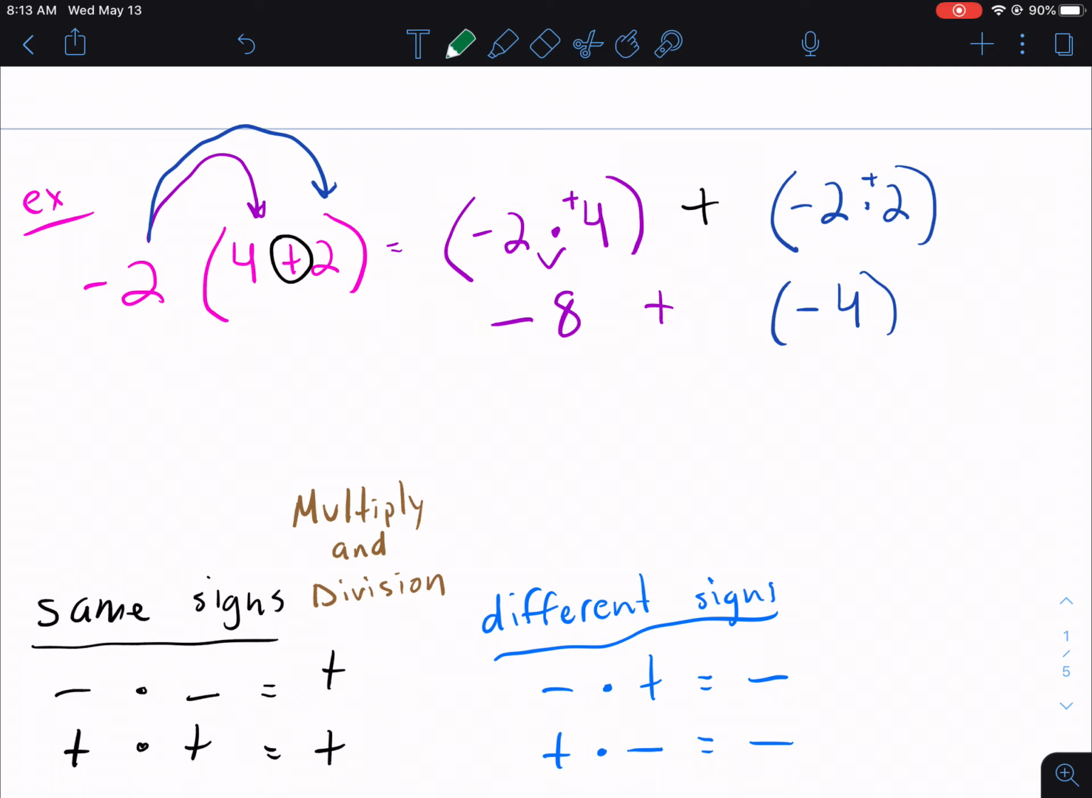Am I going to bring together or take away? ¿Los voy a juntar o quitar? I am going to bring them together because they are the same sign. Los voy a juntar porque son los mismos signos, o se juntan, se suman. So I have negative 12.